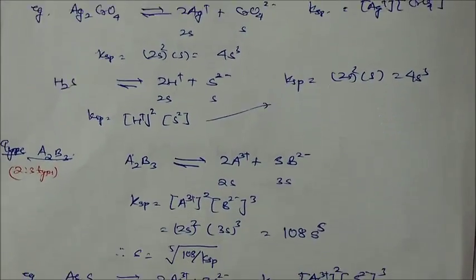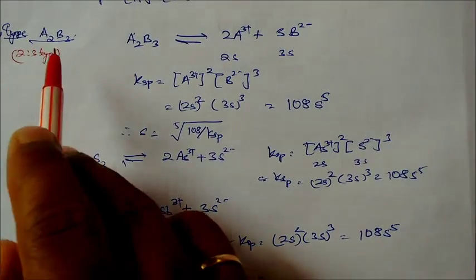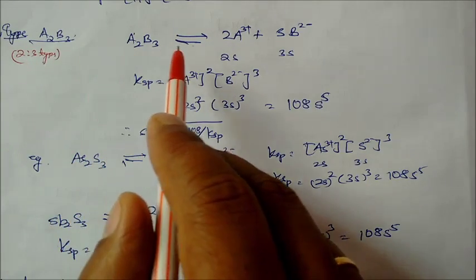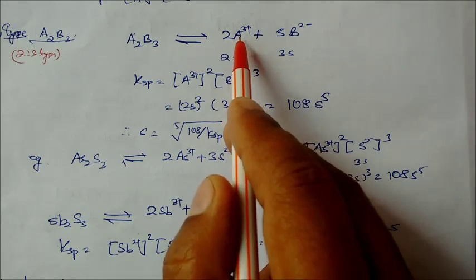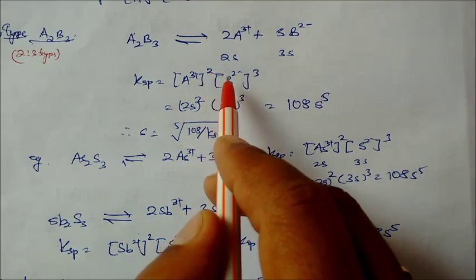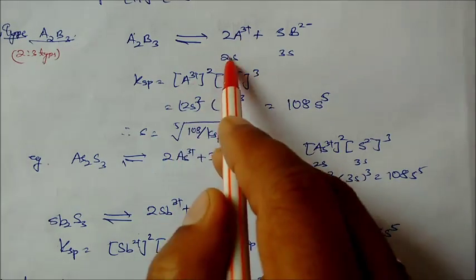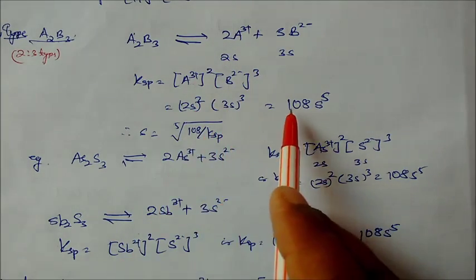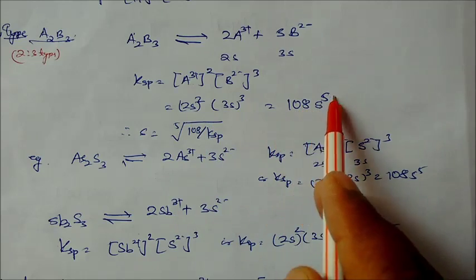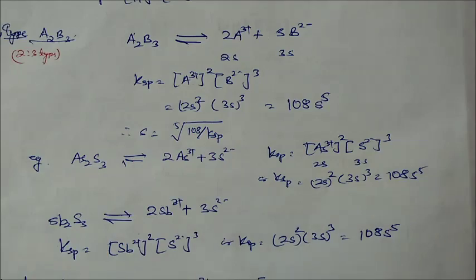Then another salt, the A2B3 expression, 2:3 type. A2B3 gives 2A3+ and 3B2-. This is 2S and 3S. So you can write Ksp as A3+ concentration squared into B2- concentration cubed, which is (2S) squared times (3S) cubed. In total this will be 108S^5, and solubility will be the fifth root of Ksp by 108.